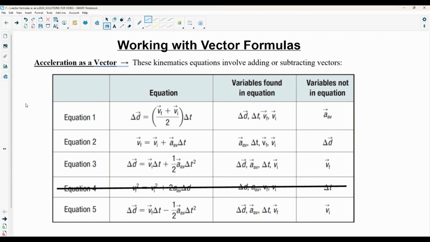The big strategy here when we're working with these vector formulas is we're going to start just like usual. We're going to list our knowns and want to knows. We're going to pick the formula we're going to use. We're going to sub into the formula and work as far as we can until we hit a point where we're adding or subtracting some vectors. Then we stop, do that vector addition, and go back and finish everything off. So it's like we're sticking our vector addition skills in the middle of this type of stuff.